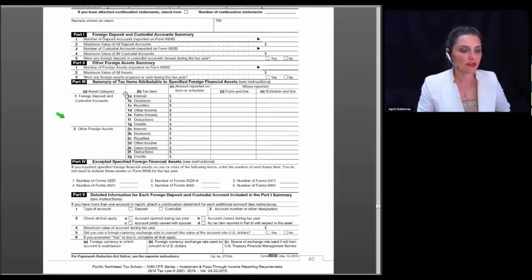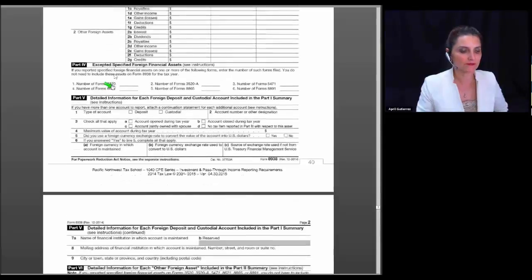We then enter the amount of income you have from your foreign financial accounts, and you indicate what form or schedule the income is being reported on, how much income that is. So you've got the form line, which typically I would say Form 1040, line 8. And the schedule would be Schedule B, line 1, if it was interest. And then I would indicate the amount of interest income that I've received from those foreign financial assets. And you do that for each type of foreign financial asset that you have.